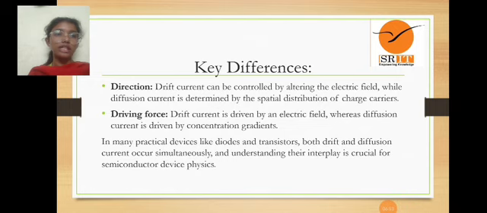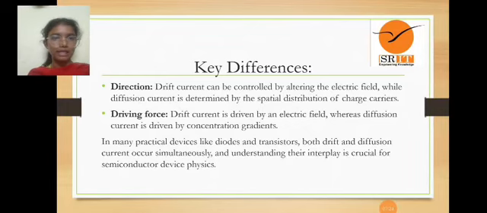Last, the key differences between drift current and diffusion current. First, direction: drift current can be controlled by altering the electric field, while diffusion current is determined by the spatial distribution of the charge carriers. Driving force: drift current is driven by the electric field, whereas diffusion current is driven by the concentration gradient.